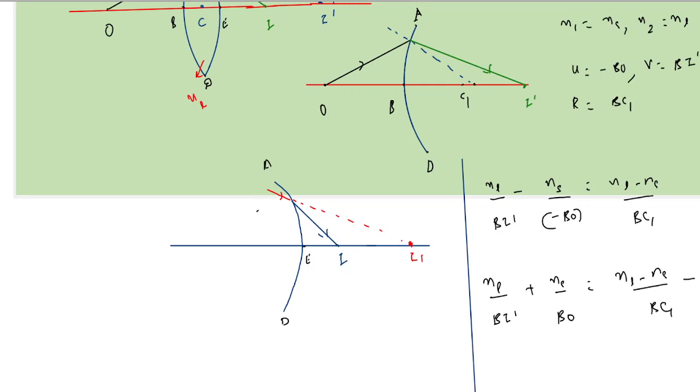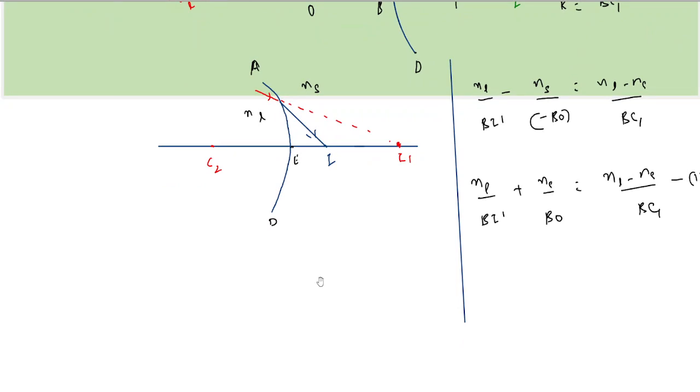Now for this surface, this is NL for lens, this is NS for surrounding medium. For the surface AED, E acts like the pole, and the center of curvature of this part would be somewhere here. We'll call it as C2.